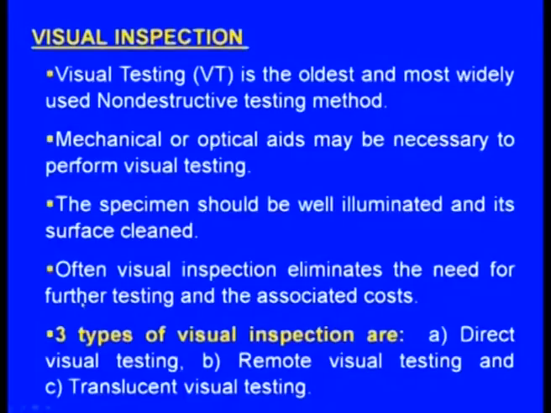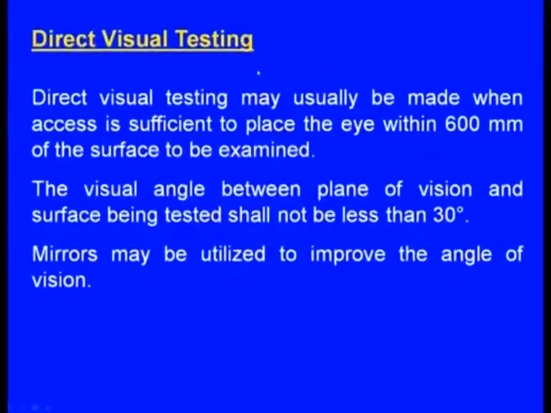There are three types of visual inspections. One is the direct visual testing, second one is the remote visual testing, and the third one is translucent visual testing. First one, let us see the direct visual testing. Direct visual testing may usually be made when access is sufficient to place the eye within 600 mm of the surface to be examined.